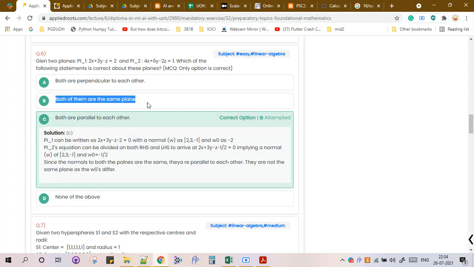Both are the same plane. And what would be the case if both are the same? Then the ratio between all the terms would be similar, then both are the same plane, that means overlapping each other, right? Or both are parallel to each other, or none of the above.